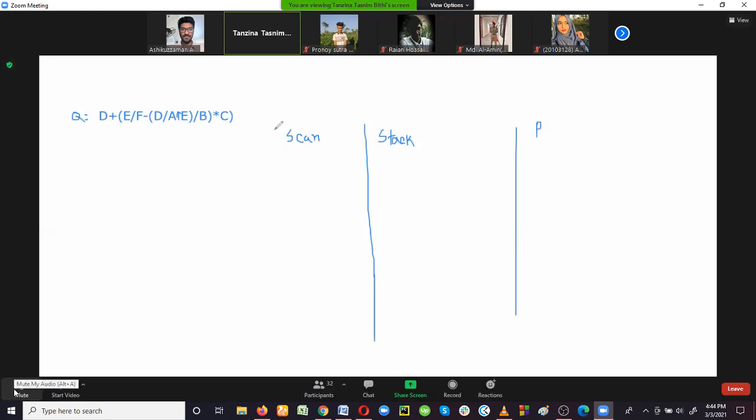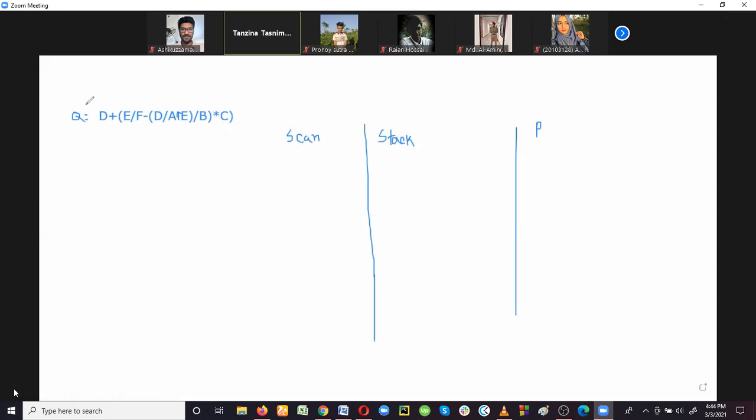Is that clear? So how many columns do we have here? Three columns. One is for scanning all the characters of this infix notation. Then we need a stack for storing the operators and operands, and this is for the postfix notation. So the first step in that algorithm is, at first take a right parenthesis, and I've already added it. Add a right parenthesis at the end of the infix notation and add a left parenthesis at the beginning of the stack.